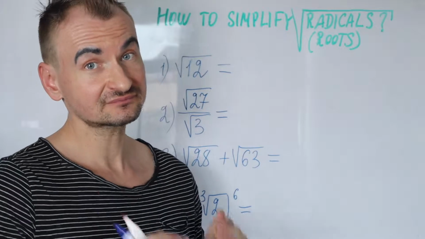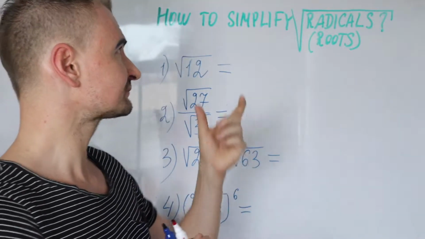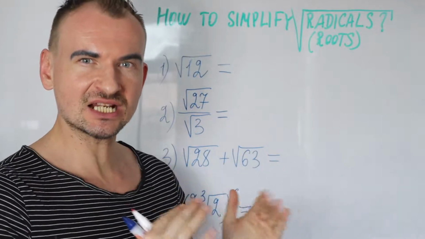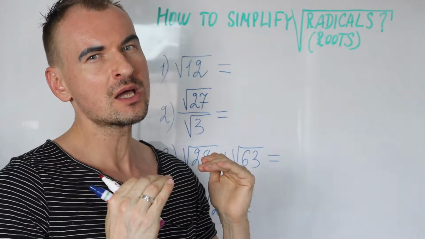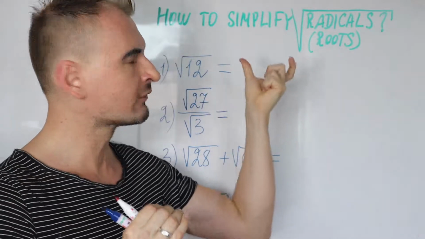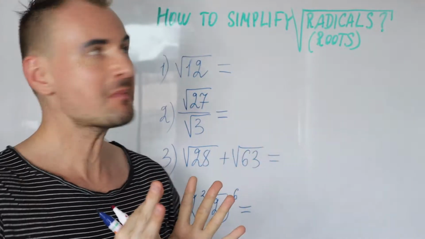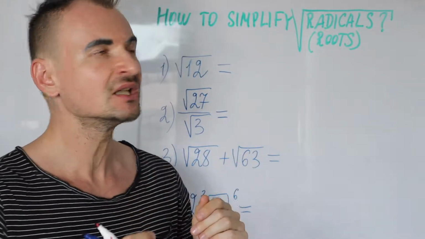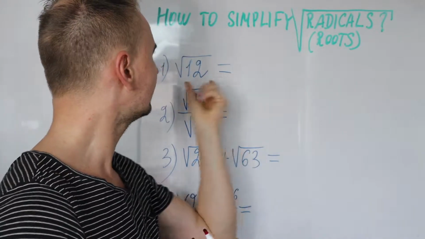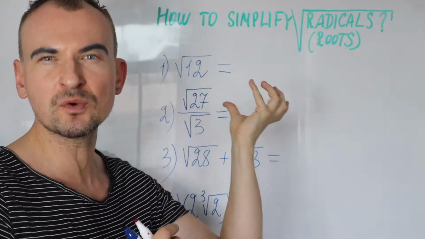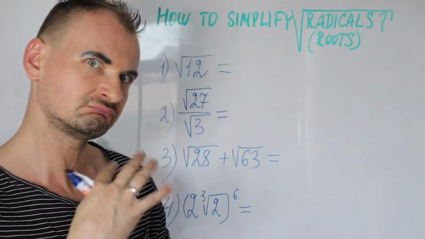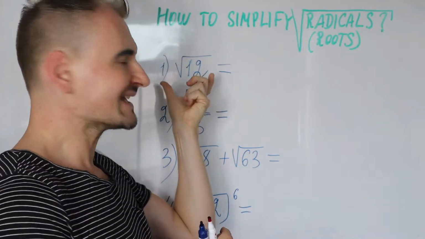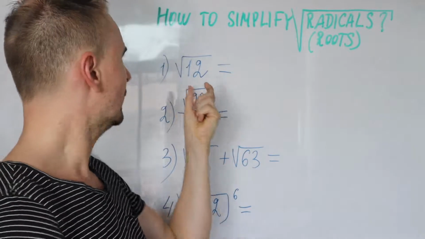Hey guys, in this episode I'm going to break down how to simplify radical expressions or expressions involving roots. In maths, radicals and roots are kind of the same thing. Anything like a square root, it could be a cube root or other roots. So stuff like this. Let's take a look at a few.